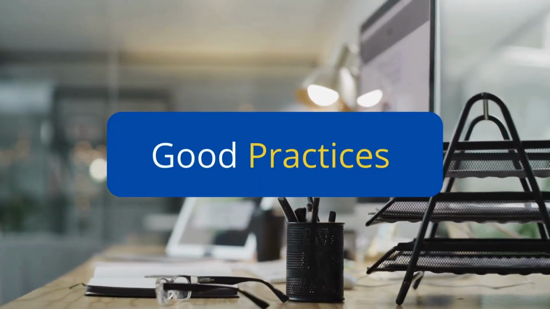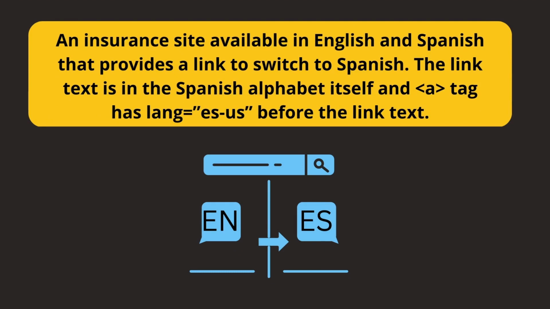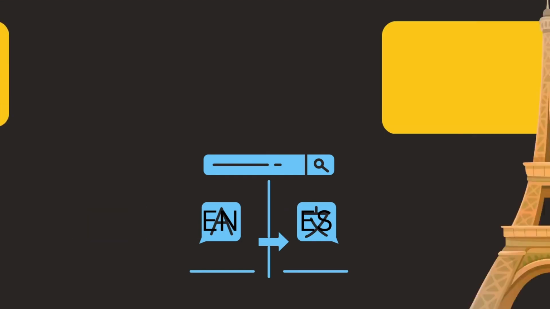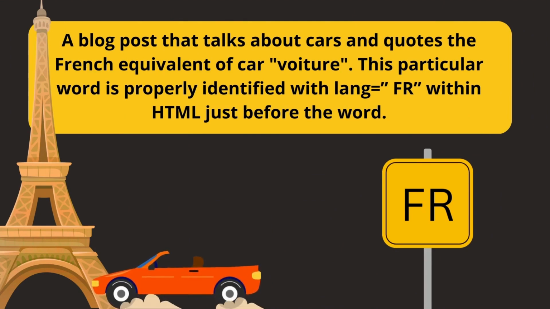Let's take a look at some examples of good practices. An insurance site available in English and Spanish provides a link to switch to Spanish. The link text is in the Spanish alphabet itself, and a tag has language ES-US before the link text. Another example is a blog post that talks about cars and quotes the French equivalent of car, voiture. This particular word is properly identified with language FR within HTML just before the word.